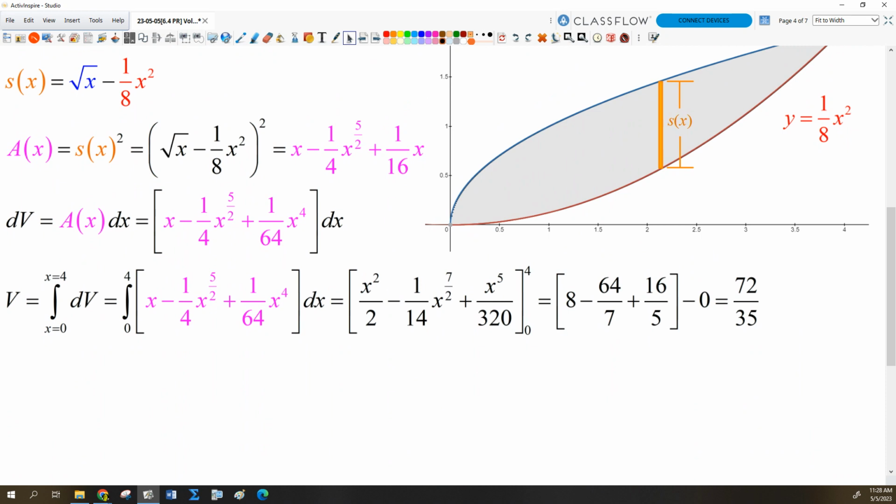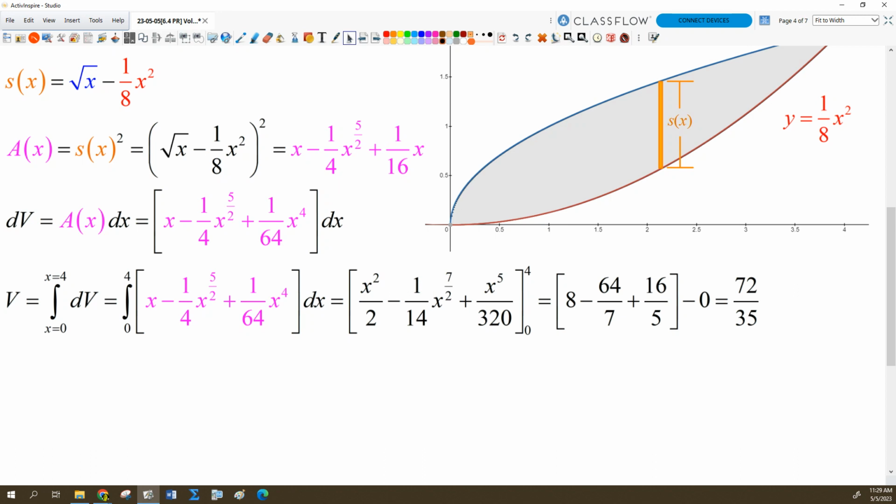So if we do that integral, we just integrate term by term. Okay, so if we just integrate this term by term, then we're going to get these answers. We're going to evaluate from 0 to 4.